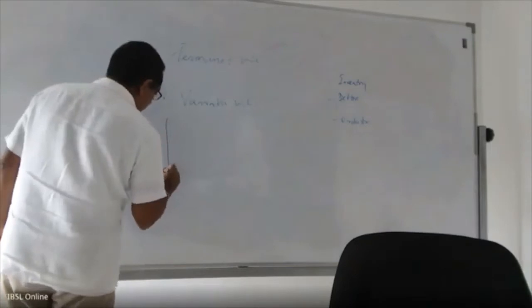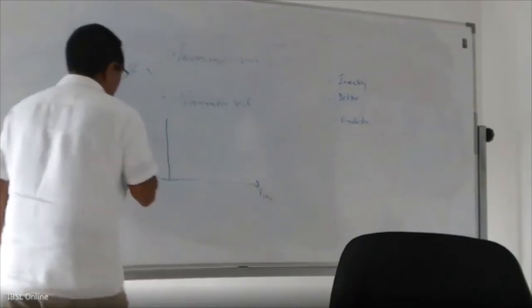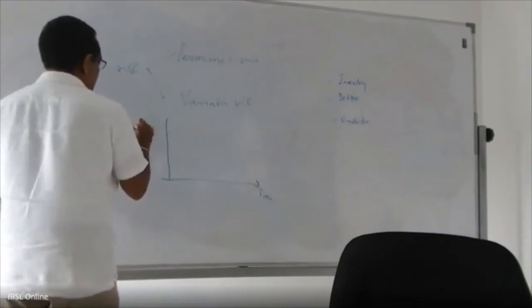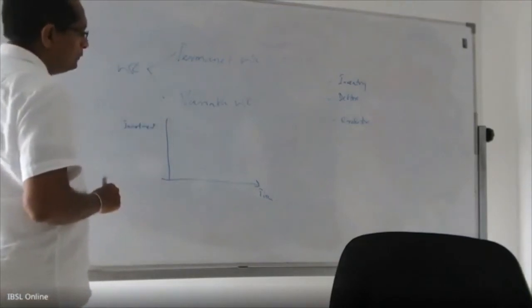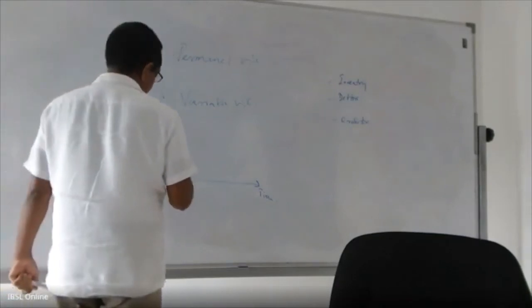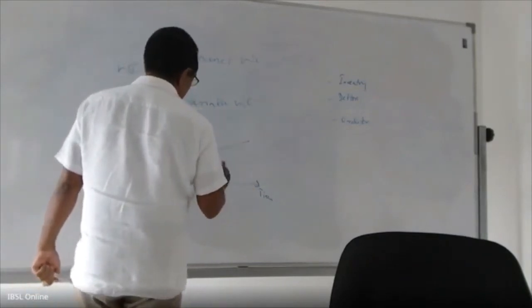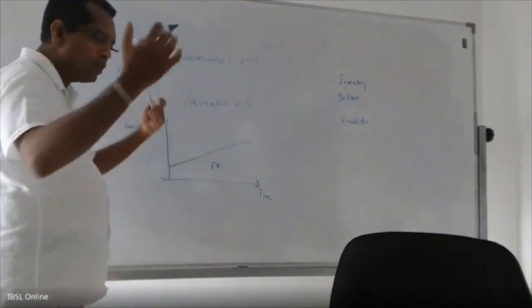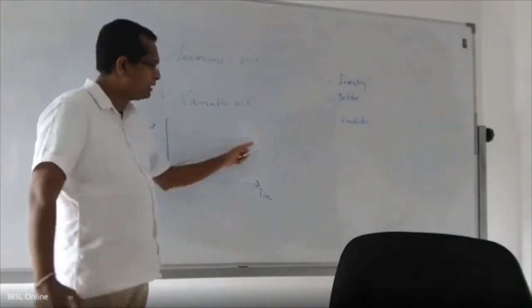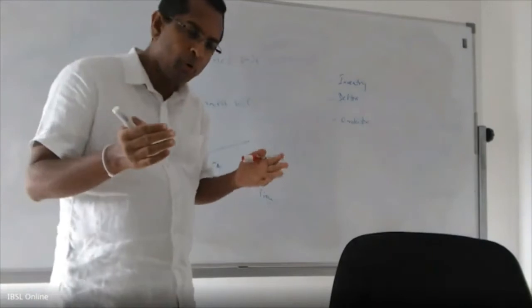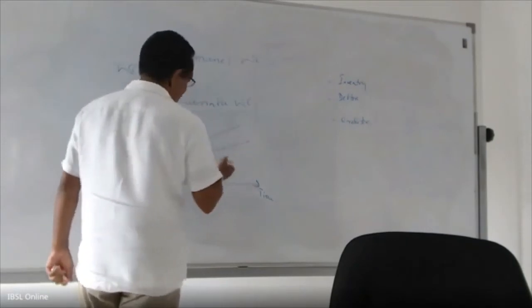If you put a graph, time, investment, you have a fixed asset grow like this. With time, business grows, your investment in business has to increase. So your fixed assets will grow like this. When the fixed assets grow, your permanent working capital will also grow like this, parallel to this.